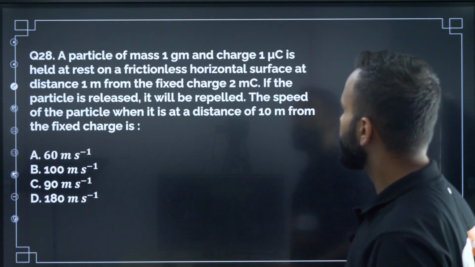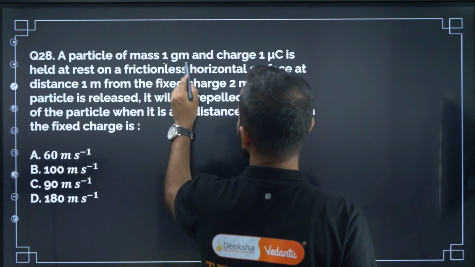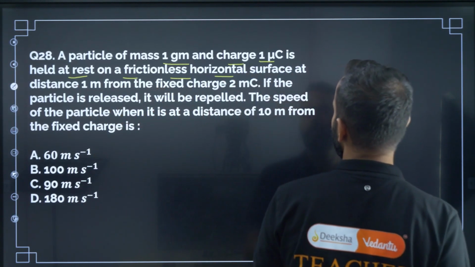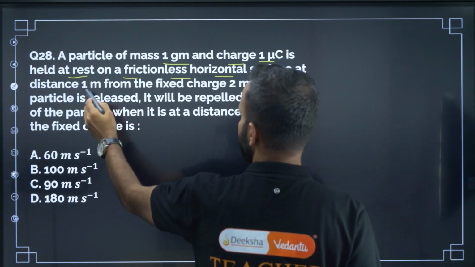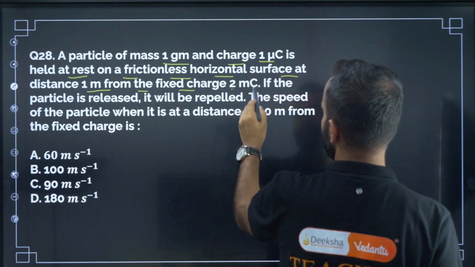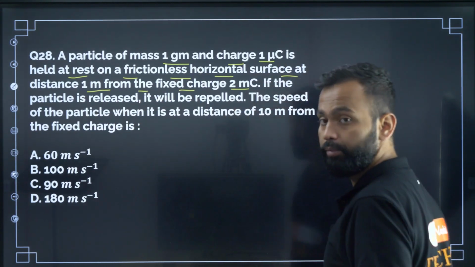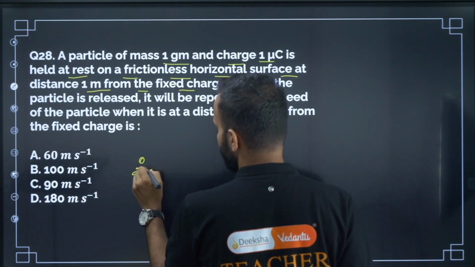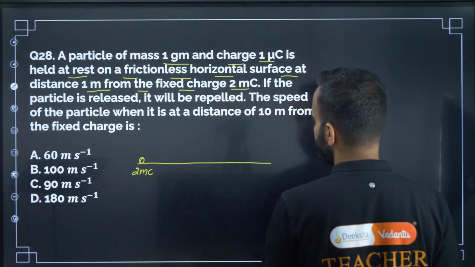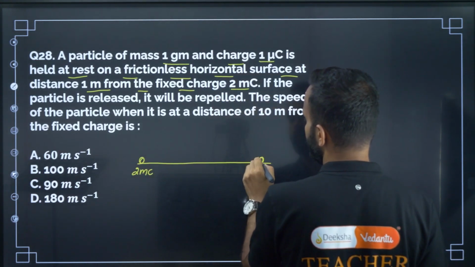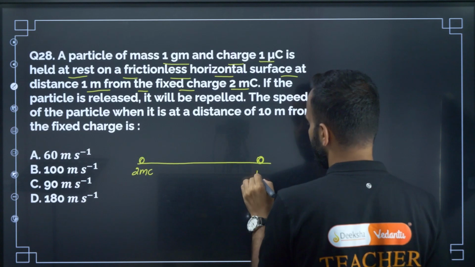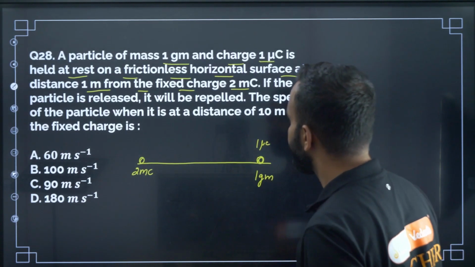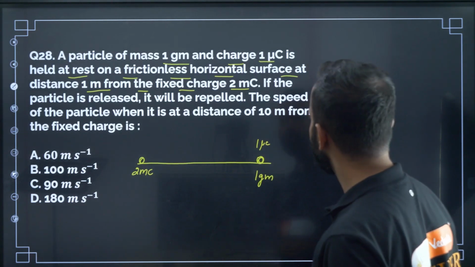Next question, question number 28. A particle of mass 1 gram and charge 1 microcoulomb is held at rest on a frictionless horizontal surface at a distance of 1 meter from a fixed charge of 2 millicoulomb. Here 2 millicoulomb is a fixed charge, and the particle of mass 1 gram and charge 1 microcoulomb is at rest on a horizontal surface.